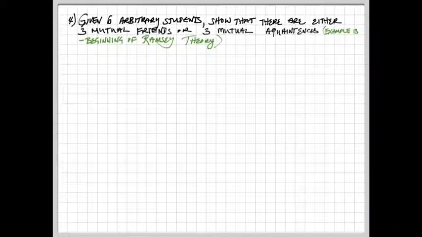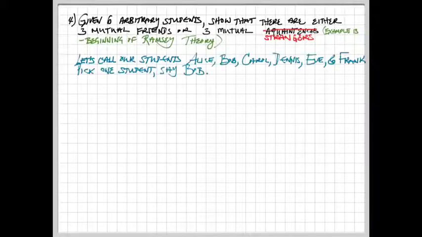This is the classic party problem. Given 6 arbitrary students, show that there are either 3 mutual friends or 3 mutual, that better be strangers. Okay, 3 mutual friends or 3 mutual strangers. Begin by giving our students names. We could call them A, B, C, D, E, and F, but I prefer to give them the names Alice, Bob, Carol, Dennis, Eve, and Frank.